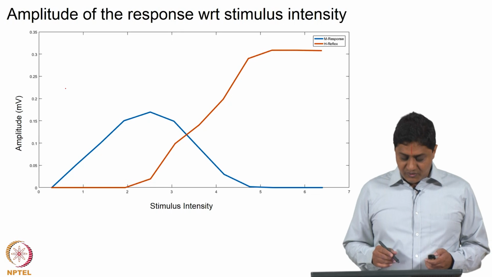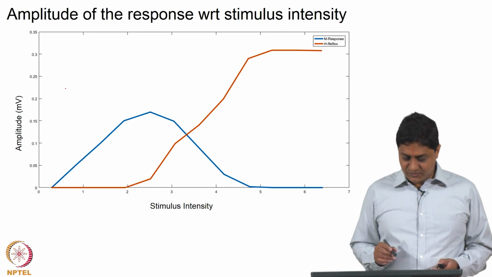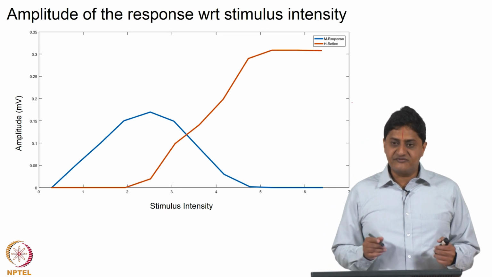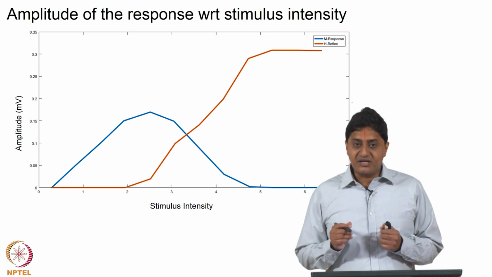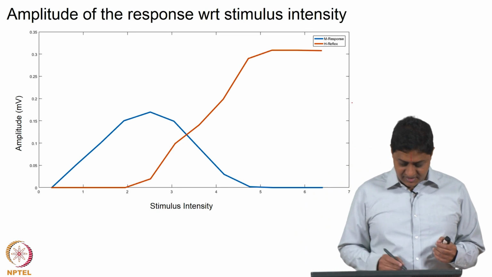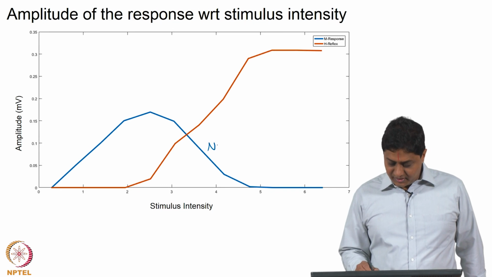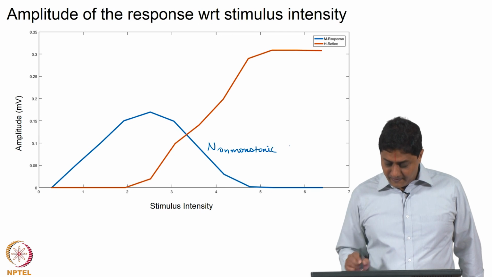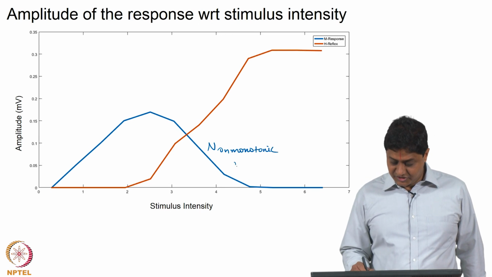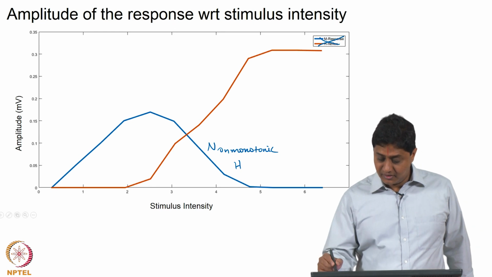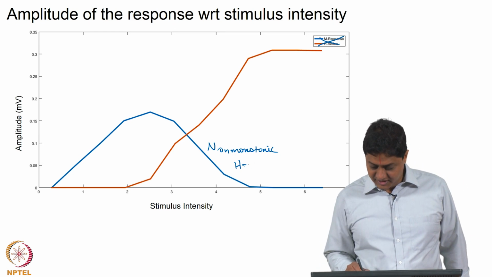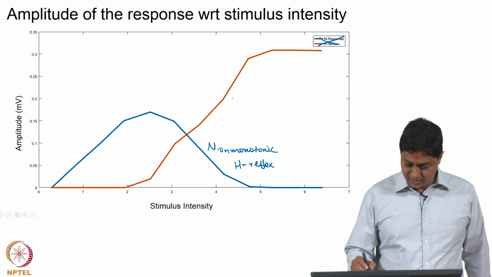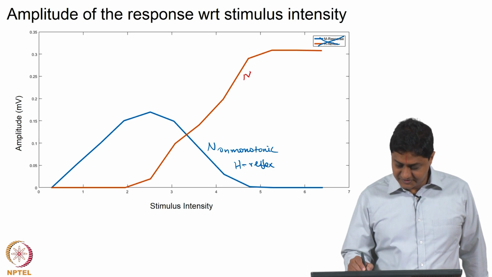Okay. So, we saw in the previous class that as the stimulus amplitude increased, the H reflex amplitude continued to increase, and at some point it started reducing, and we said that that is the non-monotonic case of the H reflex. This is wrong. Actually, blue is the H reflex and red is the M response.